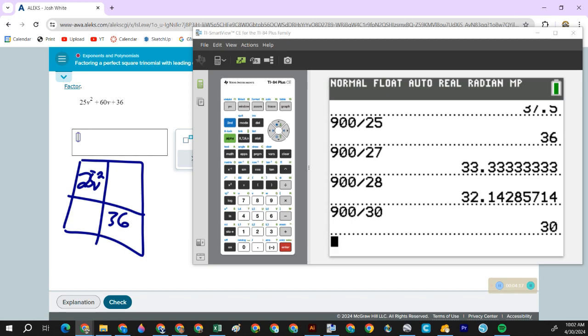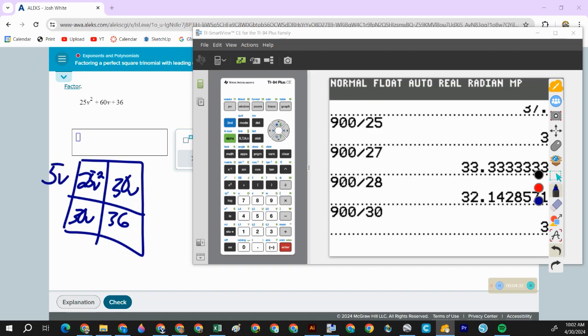So 30v and 30v. What can I pull out of the top row? A 5 and a v. What can I pull out of the first column? A 5 and a v. And I get 5v plus 6 and 5v plus 6. So those are my two factors. If it wanted me to find the roots, I would subtract 6 and divide by 5, and v would be negative 6/5.